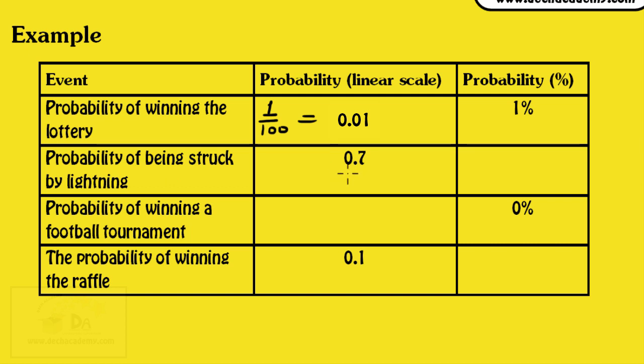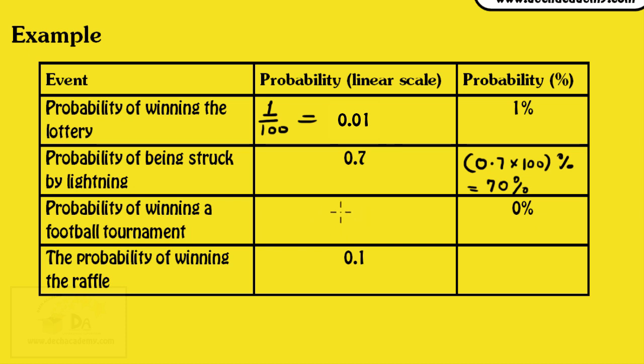The next example, probability of being struck by lightning. We're given 0.7 as the linear probability. To find the percentage probability, all we have to do is multiply 0.7 by 100 and append the percentage symbol. So this is equal to 0.7 times 100, which is 70, and then the percentage symbol. So we have 70% as a probability of being struck by lightning. Now I just note that the probabilities given here are just fictitious. They're just made up.